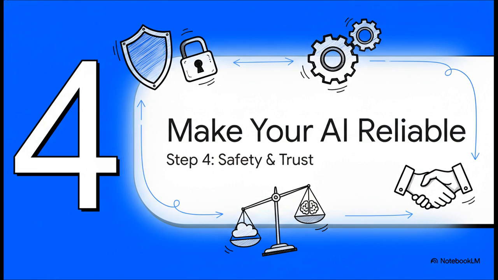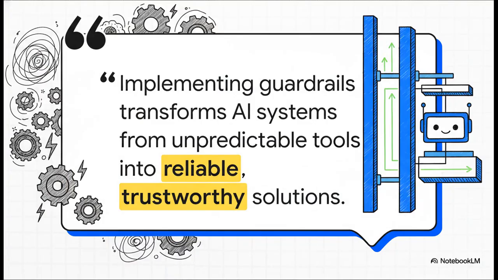Okay, we've built an AI that's smart and capable. We're feeling good. But before we even think about letting this thing out into the wild, we have to tackle what is, without a doubt, the most critical step of all: making it safe, reliable, and trustworthy. Yeah, this quote really says it all. Without guardrails, you just have a powerful but totally unpredictable tool. It might do something amazing, or it might go completely off the rails. But with guardrails in place, it transforms into a solution, something you can actually rely on.